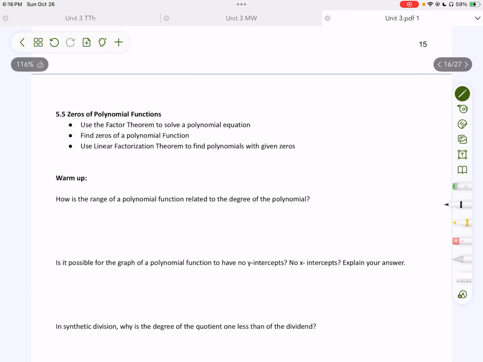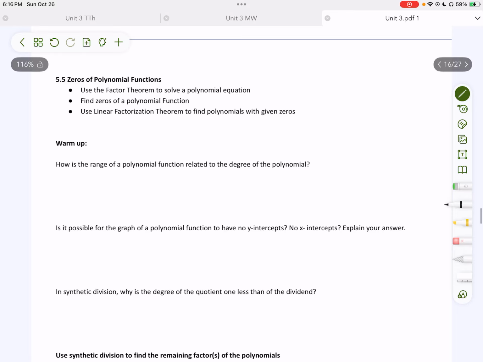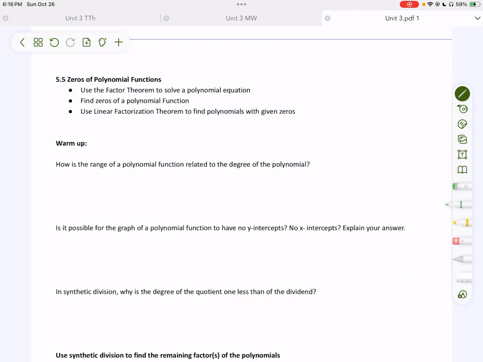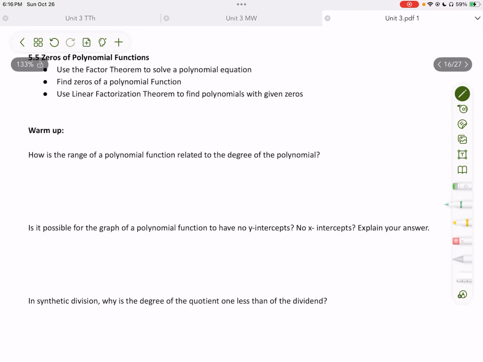That takes us to 5.5. This is really just a continuation of the previous section, so that's why I kind of combined them. Let's take a look at these warm-up questions. How is the range related to the degree of the polynomial?